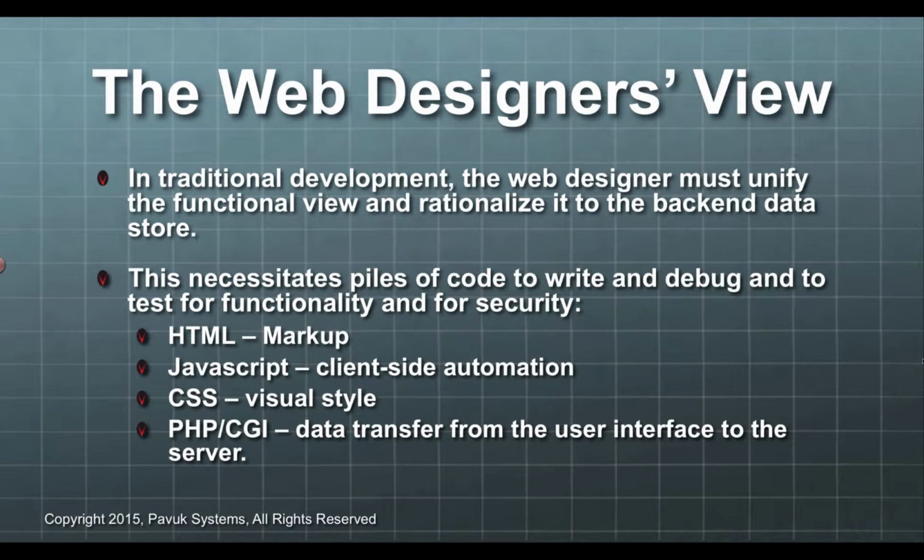The web designer's view. In traditional development, the web designer must unify the functional view and rationalize it to the backend data store. This necessitates piles of code to be written, and to debug, and to test for functionality and for security. We have HTML, the markup that holds the forms, provides the skeleton framework, JavaScript for client-side automation such as transitions and interaction with the data stores, CSS for the visual styles, PHP and CGI to control data transfer to and from the user interface to the server.